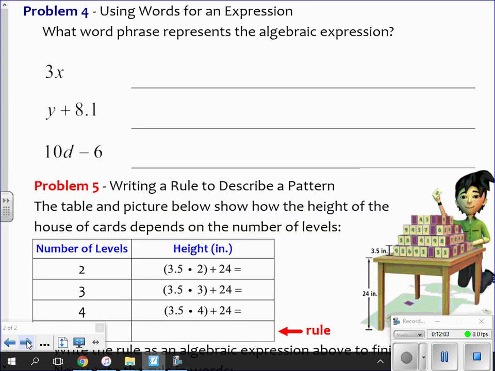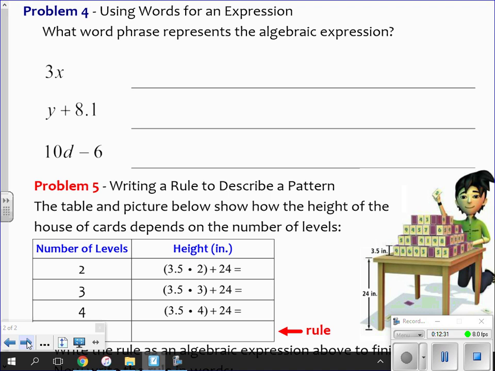Okay. Using words for an expression. In other words, what we're going to do now is go from the expression to the written words. What does this mean? So I have 3x, which means I have what? 3 times x. Okay, so is there any other way other than 3 times x that I could write this?